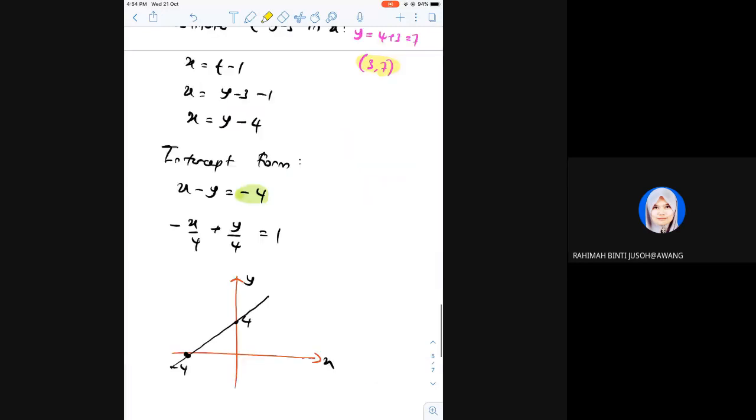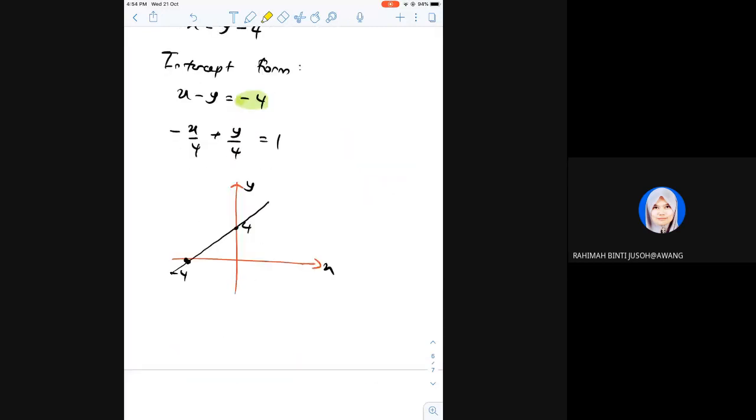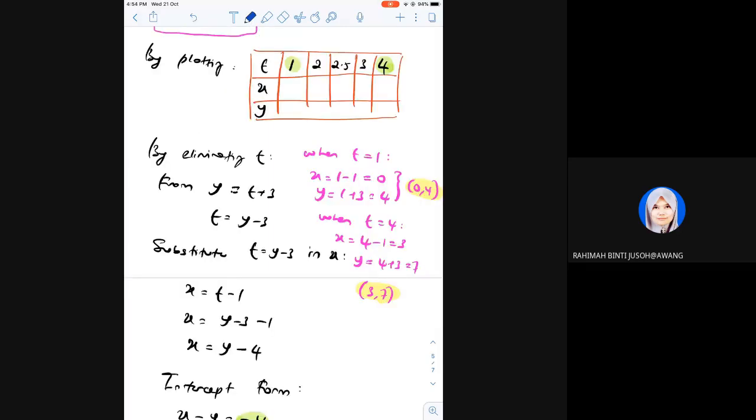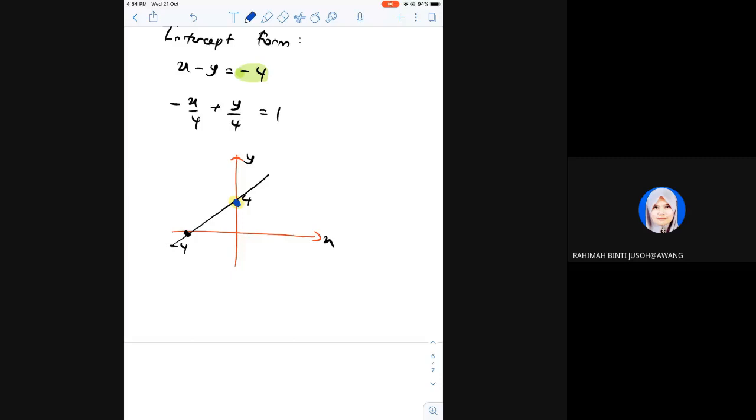So where is 0, 4? 0, 4 here, right? This is the point 0, 4. I'm using a blue marker pen. This is 0, 4. And then the other one, up to 3, 7. 3 should be here. Let's say this is 3, and let's say here is 7. So 3, 7, and this is 0, 4. So it means they don't want this part, guys. So you can remove this.